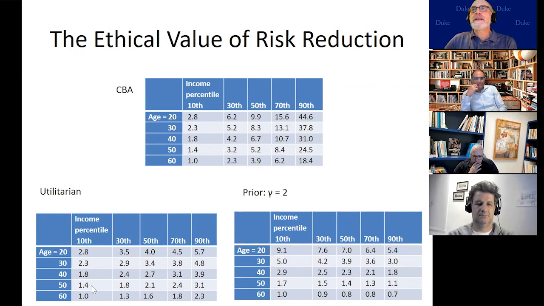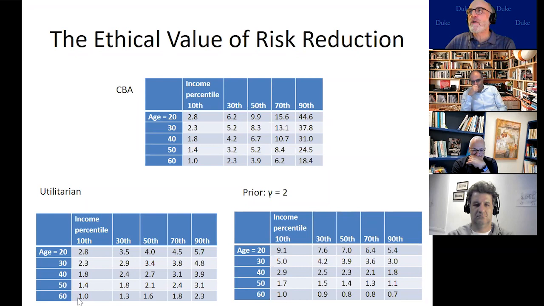And I look at the social value of risk reduction as calculated by each of the three approaches: as calculated by CBA, as calculated by utilitarianism, and as calculated by prioritarianism with a moderate degree of priority for the worse off. Now, what one means is the social value of risk reduction. Imagine a 1 in 100,000 reduction in current fatality risk for a 60-year-old low-income person. And then the numbers in the other cells are the social value of risk reduction as compared to that for a 60-year-old low-income person. So let's start with utilitarianism, right?